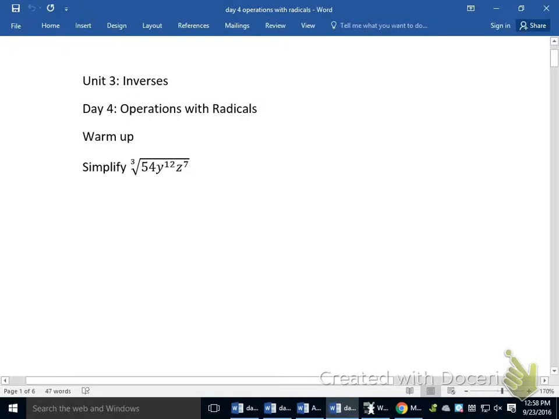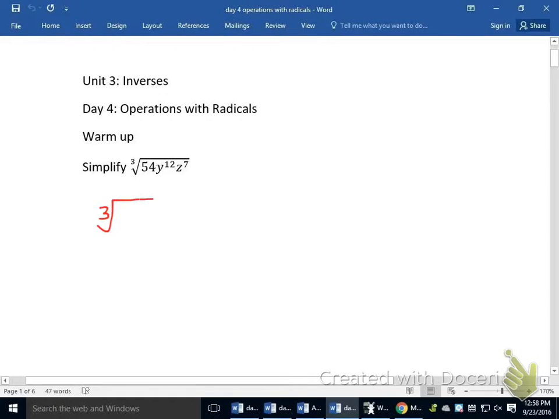Alright, welcome to Unit 3, Day 4, Operations with Radicals. Now, something that I'm going to emphasize today is that I'm going to be working with radicals. You're going to see me leaving them in radical form. But if you prefer the rational exponents that we worked with yesterday, please go with that. You can actually use either.